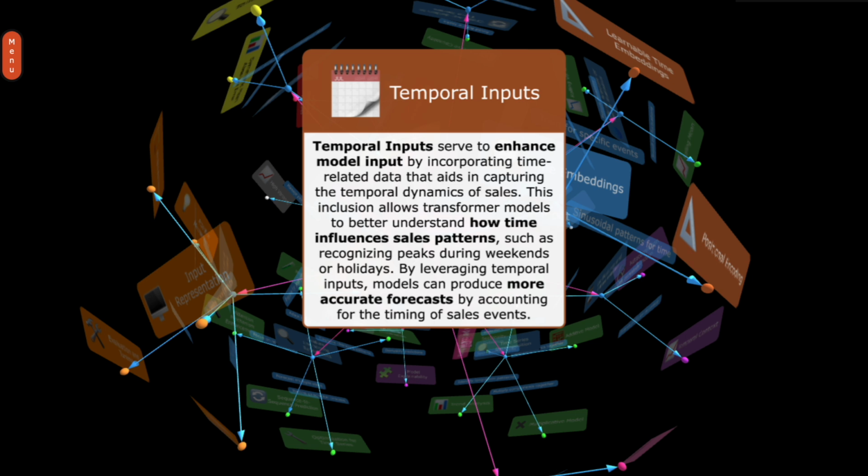Temporal inputs serve to enhance model input by incorporating time-related data that aids in capturing the temporal dynamics of sales. This inclusion allows transformer models to better understand how time influences sales patterns, such as recognizing peaks during weekends or holidays. By leveraging temporal inputs, models can produce more accurate forecasts by accounting for the timing of sales events.